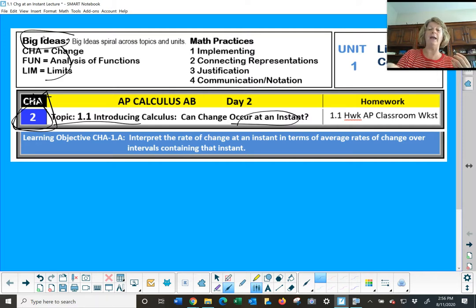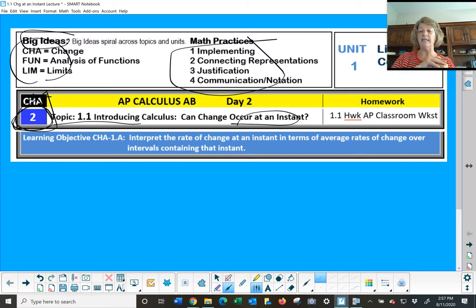And so there's kind of three large topics when we're looking at AP Calculus. We can talk about change, we can talk about functions, or we can talk about limits. Well, Unit 1 is labeled limits, so we will be talking about limits a lot in this chapter. But today it's all about change. The other thing you notice in number 2 corresponds to the mathematical practices, and the mathematical practice we're focusing on today is connect representations.